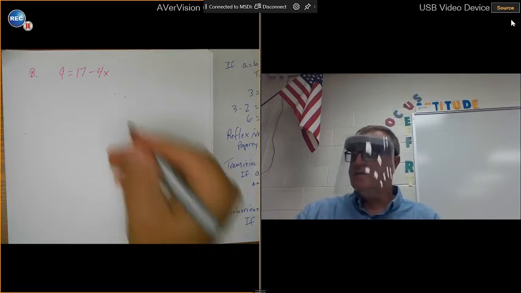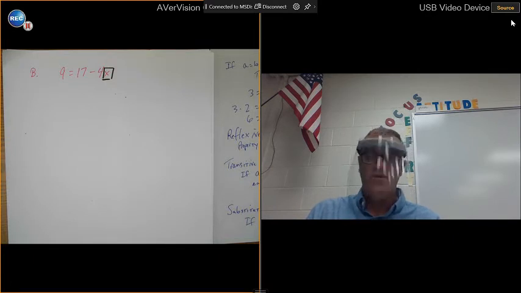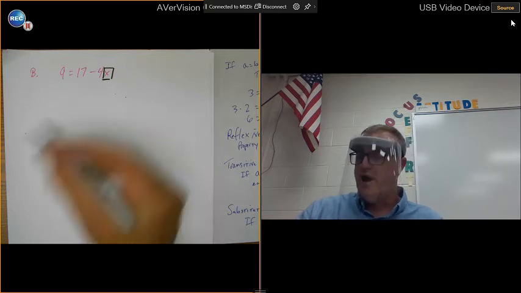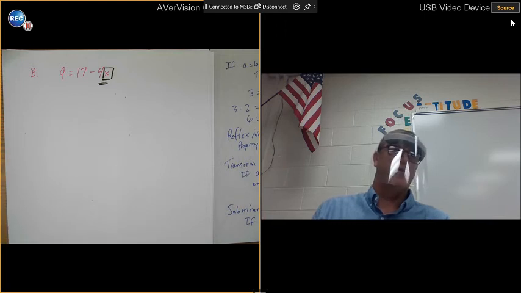We want to isolate this x, correct? We've got to get that x all by itself. Well, it's being multiplied by 4, so we don't want to divide by 4 yet. That'd be the last thing we would do. So we want to isolate this term. So we have to undo whatever they're doing. What are they doing? They're adding 17. How do I undo a positive 17?